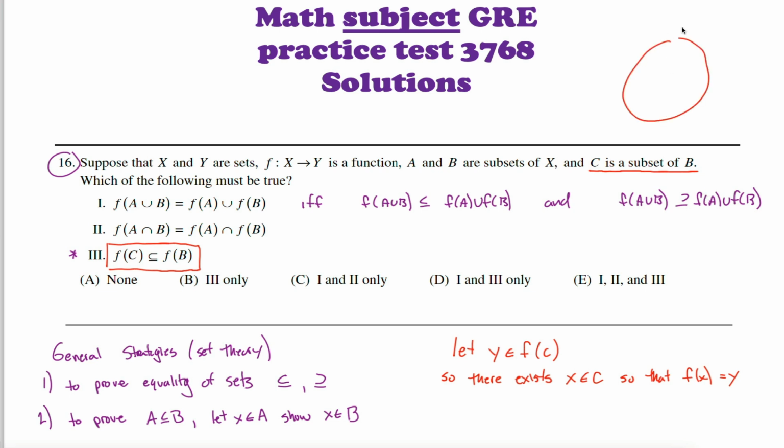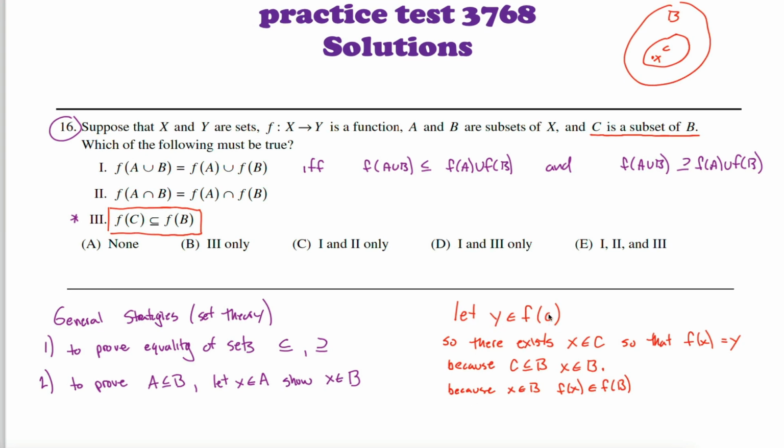If it helps to have a picture, B is this big set here, and C is just some subset of it. I'm told that x is in C, so maybe it's this element right here. But because C is in B, x must also be in B. Because C is a subset of B, x must also be a member of B. But wait, if x is a member of B, then f of x, which is y, is a member of f of B. So what we've shown is that if we assume that y is in f of C, then y must also be in f of B. To prove containment, assume you have an element in the first set and show that it must be an element of the second set. If you're able to do that, you've proved containment. That's exactly what we've done here. This statement right here must be true.